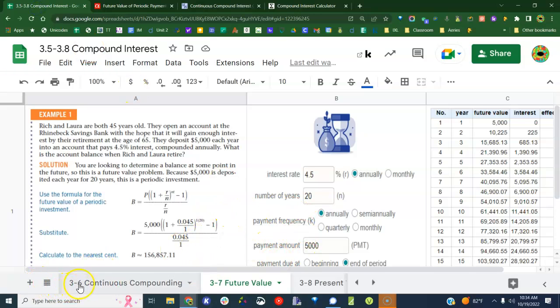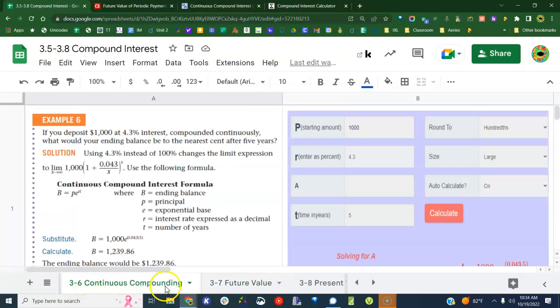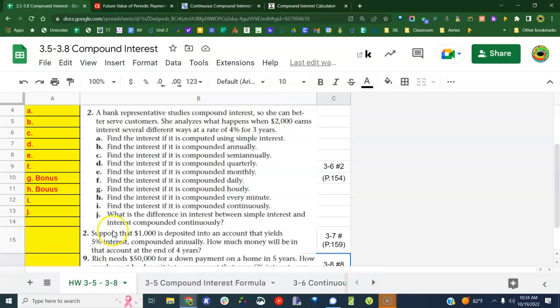So you can use that calculator, or any others that you just Google future value calculator would work as well. And you go back here and then just type in the numbers from this particular problem. Just like the example, it says $1,000, 5% interest at 4 years.